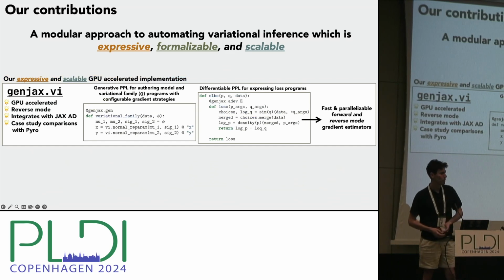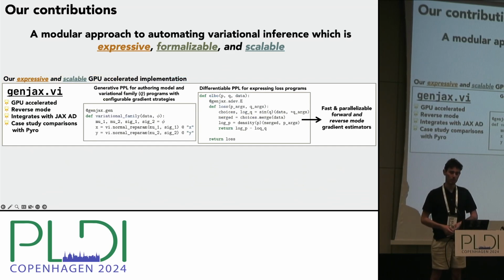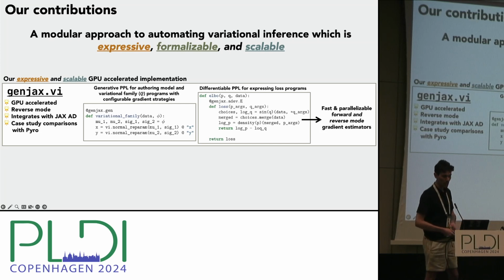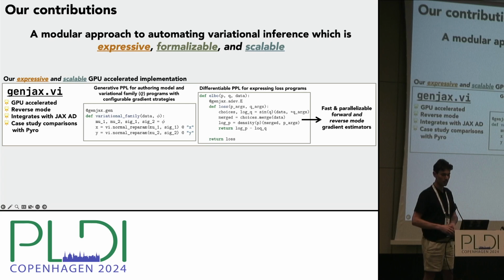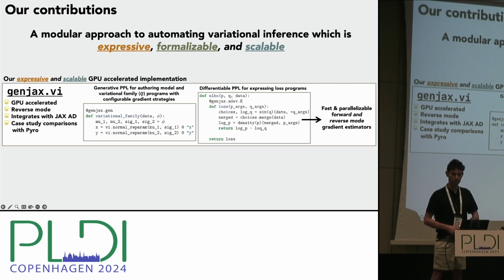We also contribute a GPU-accelerated implementation of our approach, a new system called genjax.vi, which implements our automation in JAX, a Python-based array programming system with JIT compilation, user-directed parallelism, and good support for automatic differentiation. To evaluate our approach empirically, we studied the expressiveness and performance of our implementation on several variational inference algorithms from the deep learning literature.